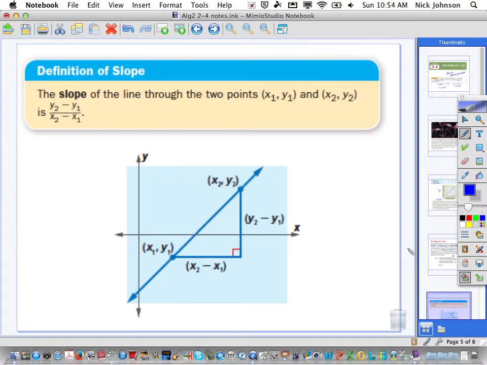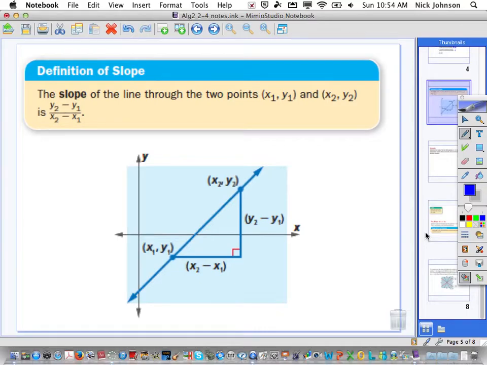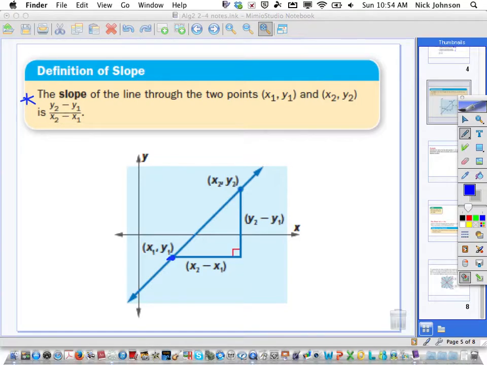Moving on. The definition of slope. This is what you want to have written in your notes. I realize it's review, but it doesn't hurt to have it. And they give you just a little picture. So, here's my line, and here's 2 points that lie on that line. And maybe I should use black since they're using blue.